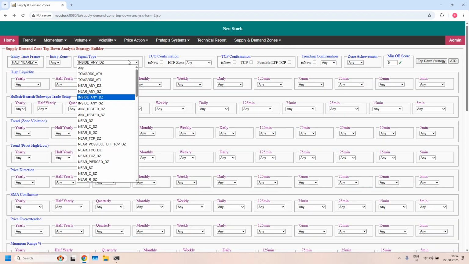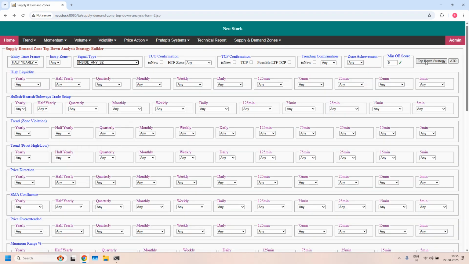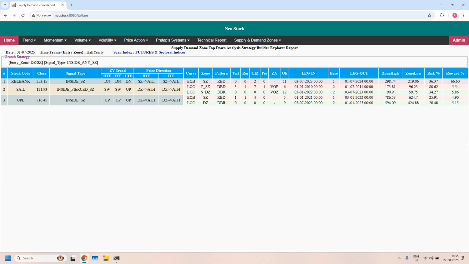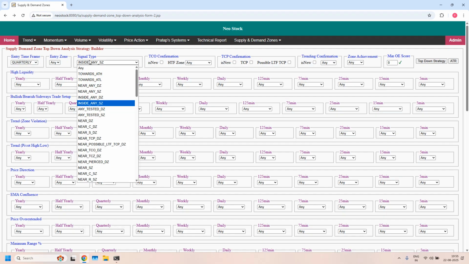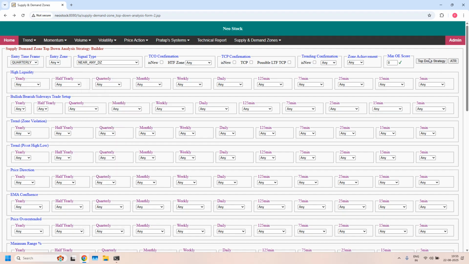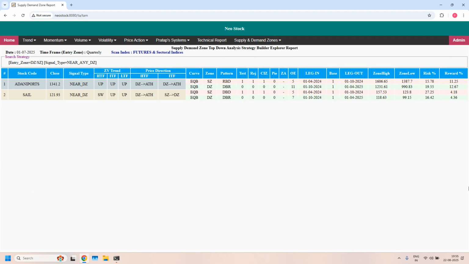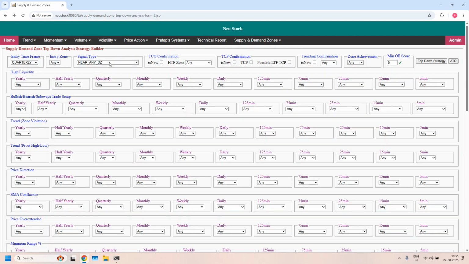Next, price closed inside the half yearly supply zone. We got 3 stocks. Next time frame is quarterly. Stocks near to the quarterly demand zone. We got 2 stocks. Next, stocks near to the quarterly supply zone.